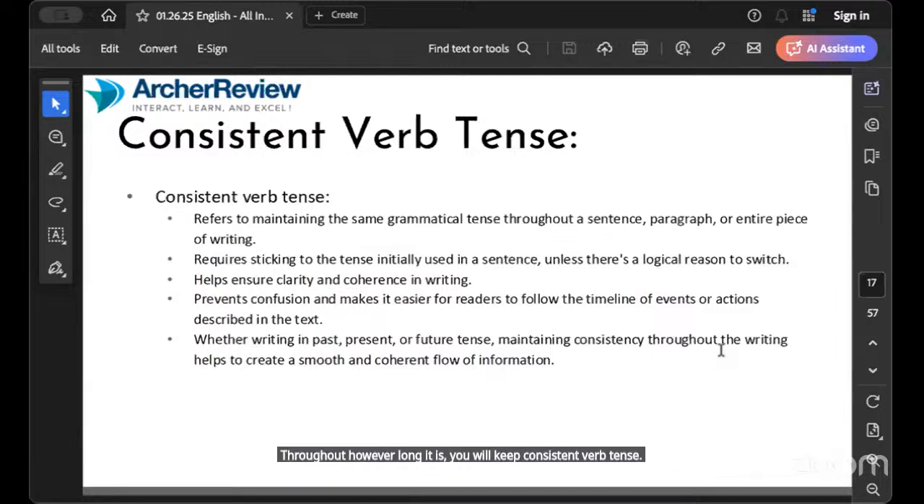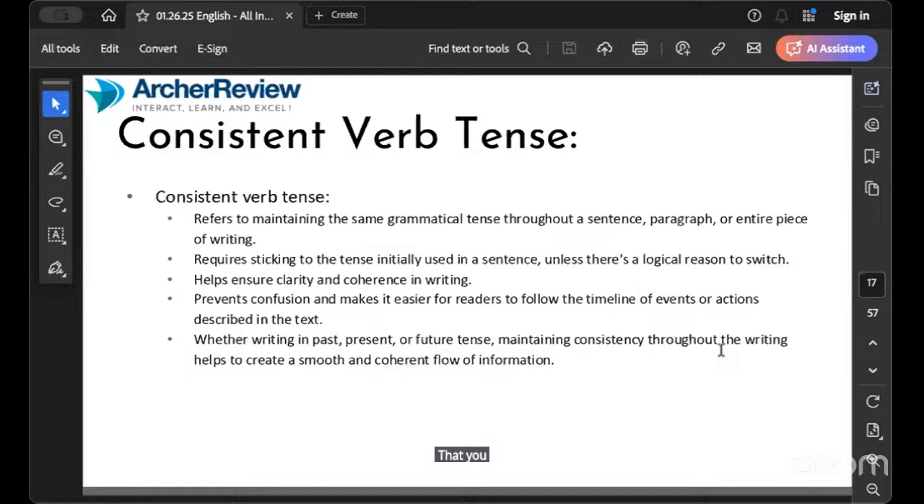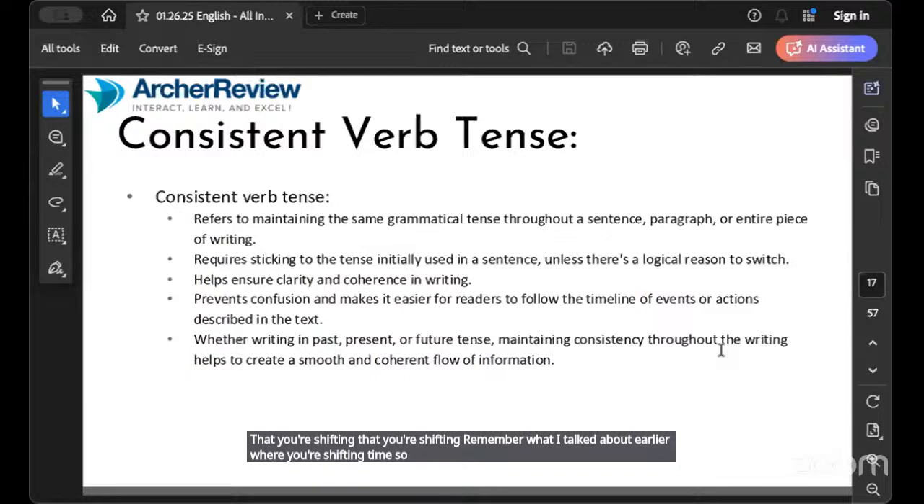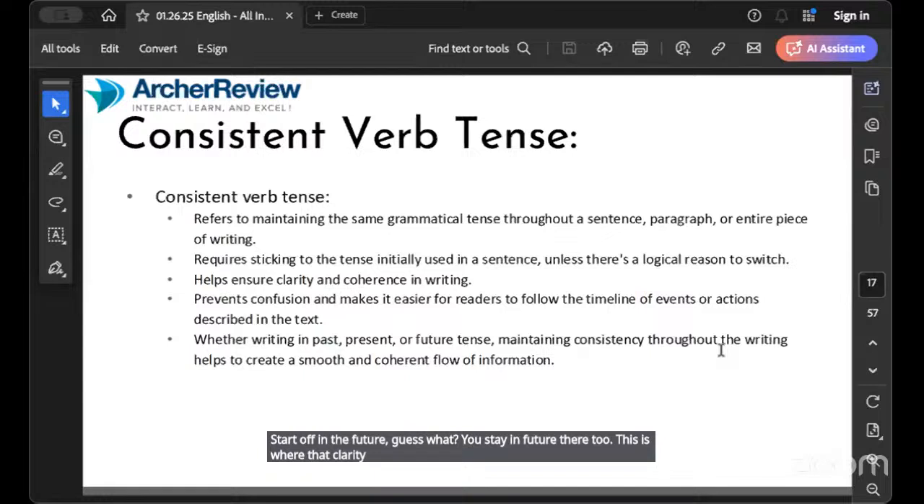What that boils down to is that you're saying, okay, if I start off in present tense, I'm going to stay in present tense throughout this whole paragraph. If I started off in past tense, I'm going to stay in past tense unless there's a logical reason and it is stated that you're shifting that. Remember what I talked about earlier where you're shifting time? That would be the only logical reason to switch. But if you start off in past, you stay in past. You start off in present, you stay in present. Start off in future, guess what? You stay in future there too. This is where that clarity and coherence in your writing comes into play.